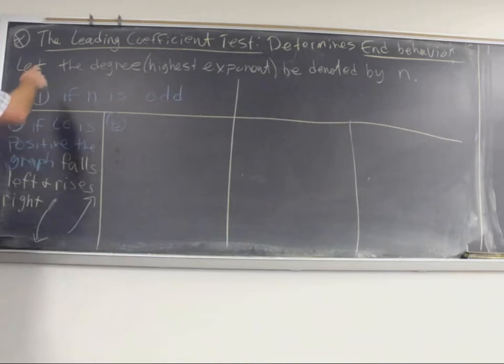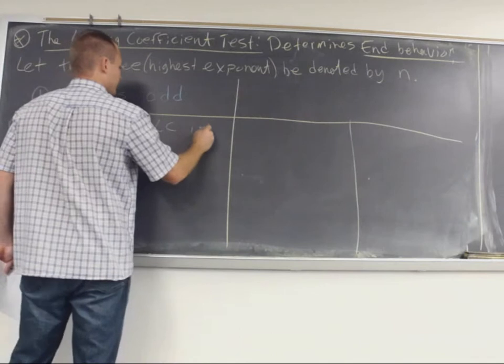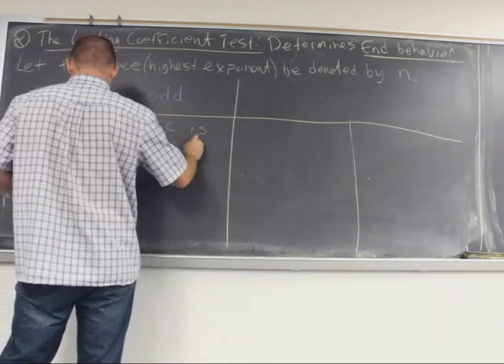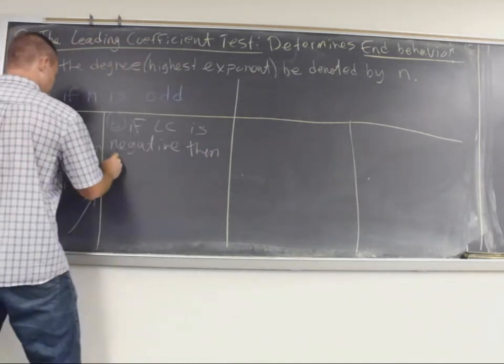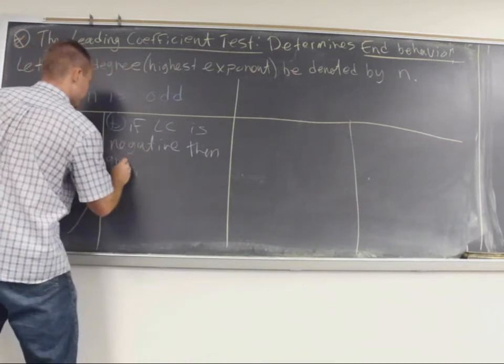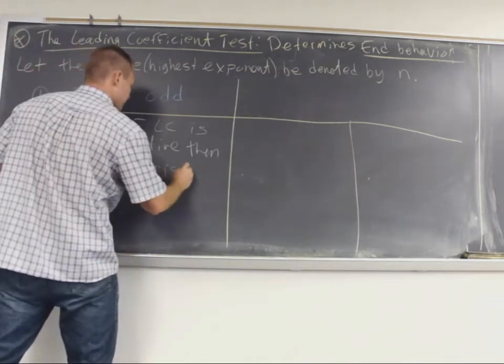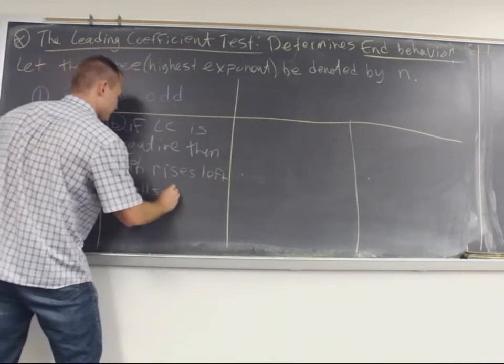All right, so we have if n is odd, and we have our 2 options. Here's our positive option. Now if LC is negative, then the graph rises left and falls right.